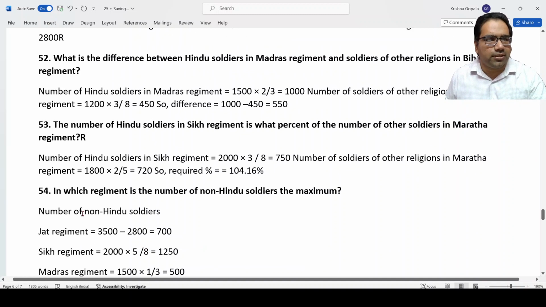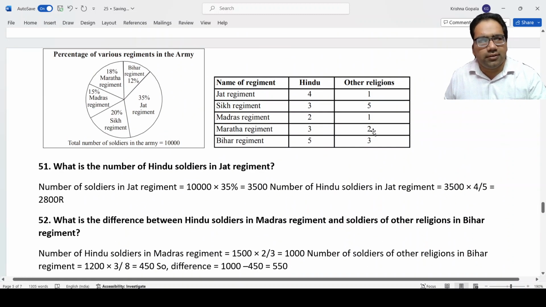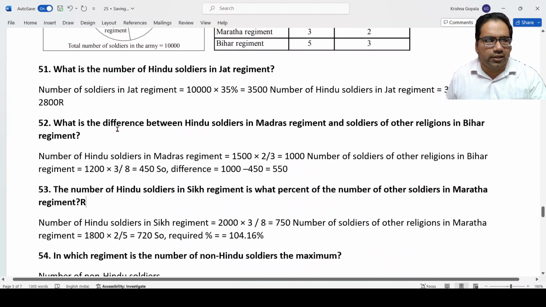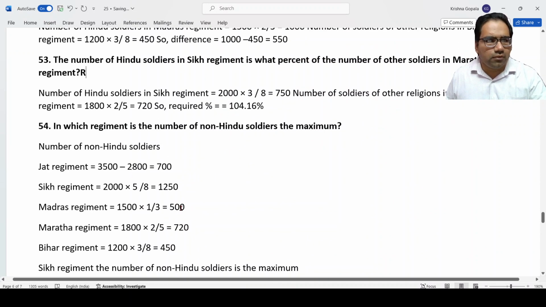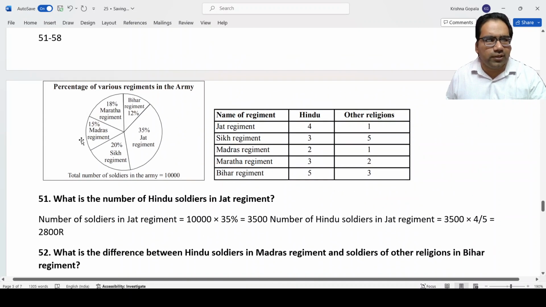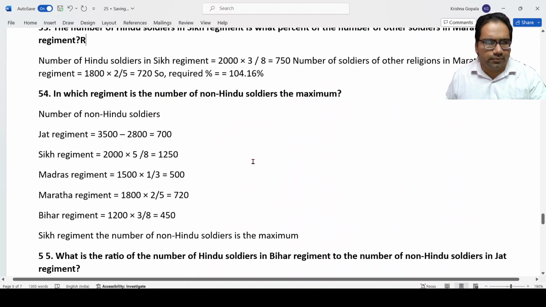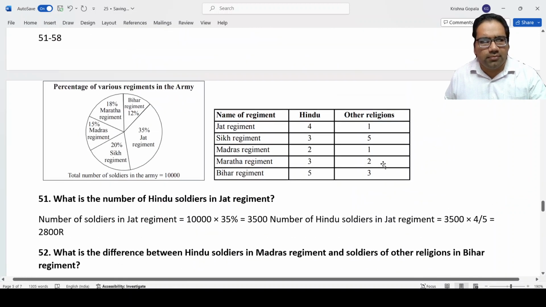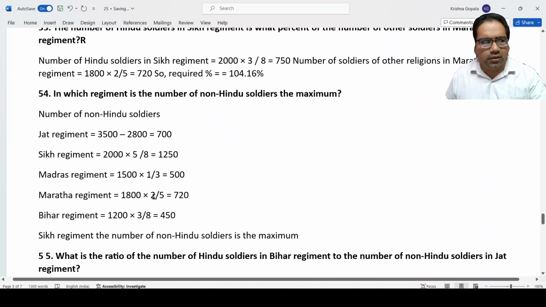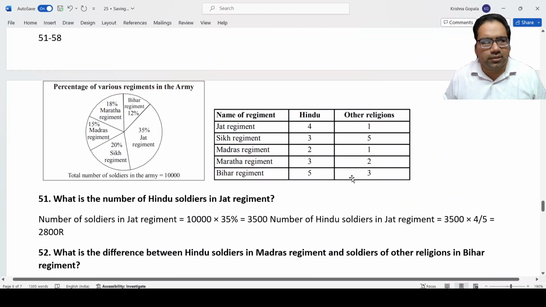Right. Madras Regiment, how many non-Hindus are there? This is 1 by 3 of 1800, right? 1 by 3 of Madras is 1500, sorry. 1 by 3 of 1500 is 500. Okay, Maratha Regiment non-Hindus: 2 by 5 into 1800. Five 360s is 1800, so it is 720. And Bihar Regiment is 1200 into 3 by 8.